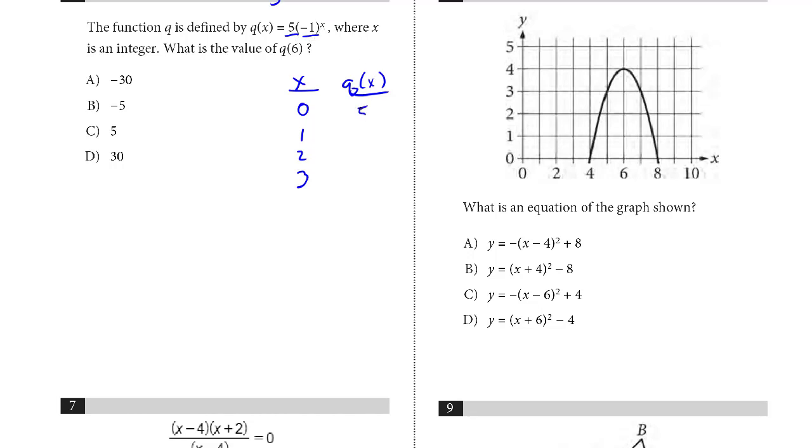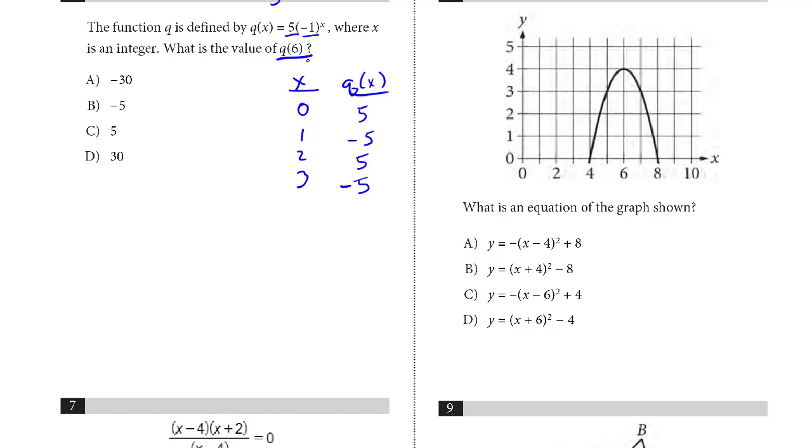So it's 5. And when x is 1, it's -1 to the 1, which is -1 times 5, -5. And when x is 2, it's -1 squared, which is +1 times 5. And then when x is 3, -1 to the 3 is -1 again times 5. So we can see every even exponent of x is going to be +5. Every odd exponent is going to be -5.